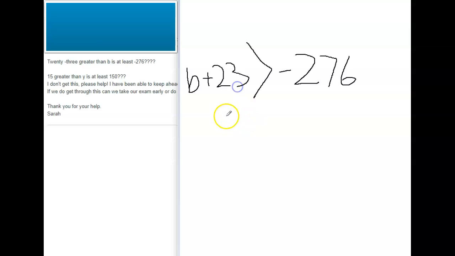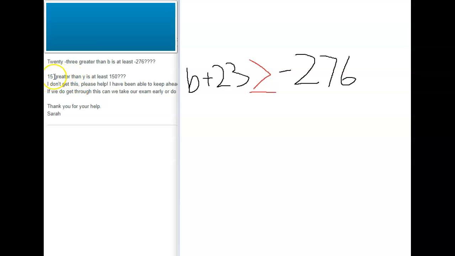You add on 23, and sorry, my greater than symbol looks so ugly. I should have fixed that earlier. That result there is at least negative 276. So it's greater than negative 276. And actually, to say at least, I should have greater than or equal to, because that line underneath means that it could be exactly negative 276, which would mean it's at least negative 276, or anything bigger than that. So greater than or equal to negative 276.